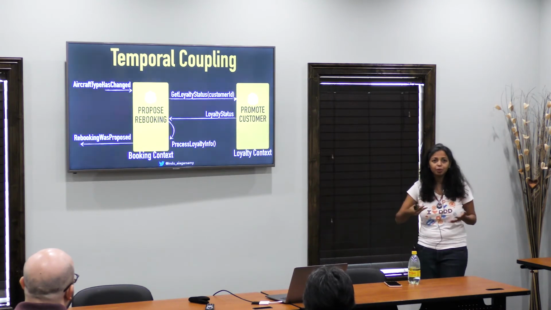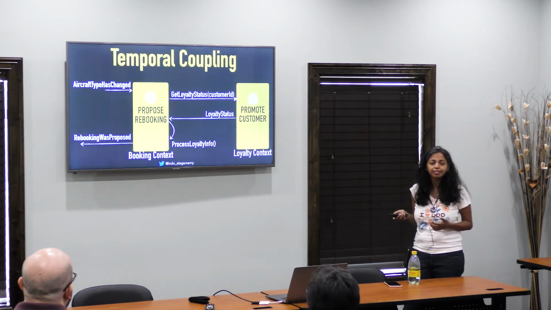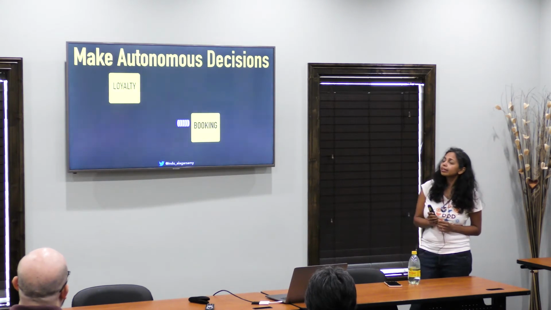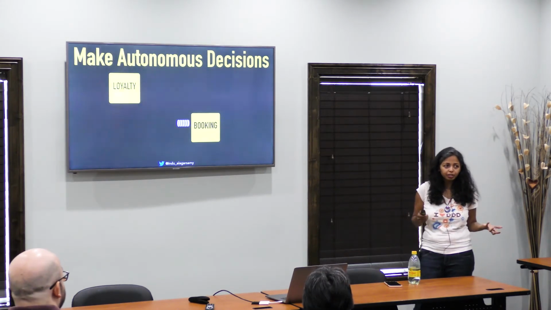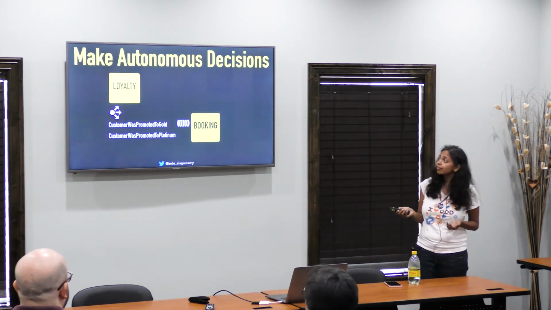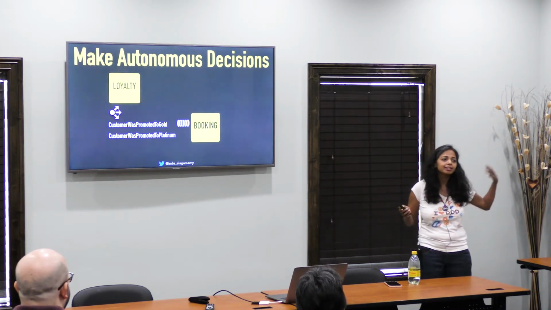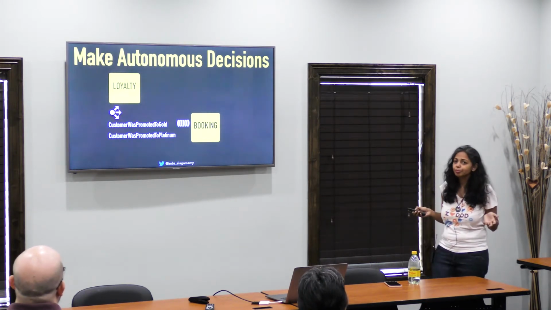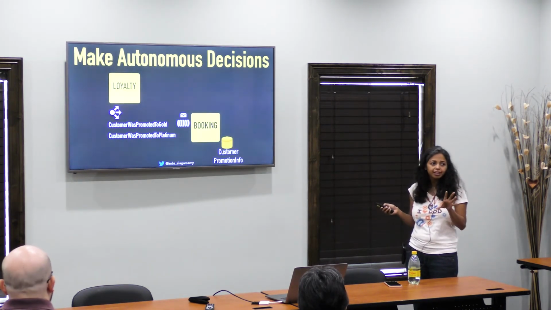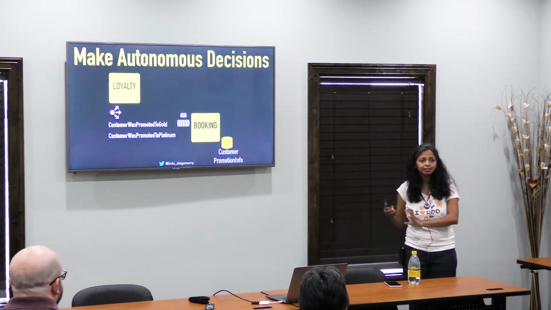So knowing about this problem makes you go look at parts of your system where this can happen. And so how do we solve this? We can make autonomous decisions by using, again, event-driven architecture. So you have the loyalty thing, you have the booking thing. Now, if loyalty was publishing events saying, hey, customer was promoted to gold, or customer was promoted to platinum, the booking is just listening to those events, and whenever that happens, it has its own persistent store, and it maintains that information.